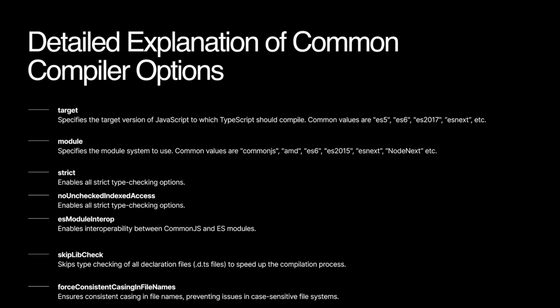ES module interop enables the interoperability between CommonJS and ES modules. Skip lib check skips type checking of all declaration files to speed up the compilation process. And then force consistent casing in file names ensures consistent casing in file names, preventing issues in case-sensitive file systems.